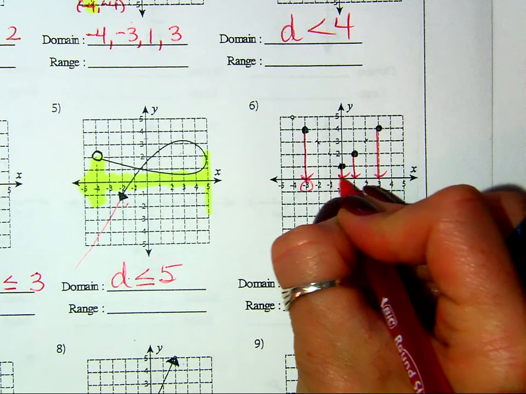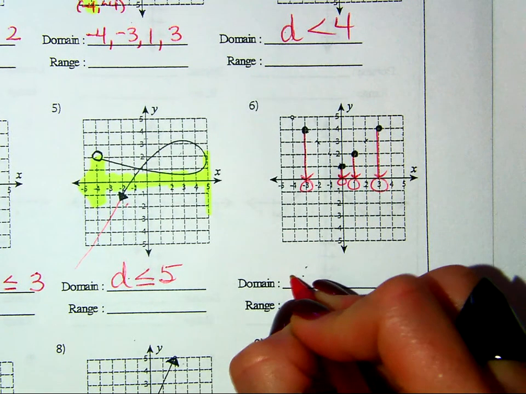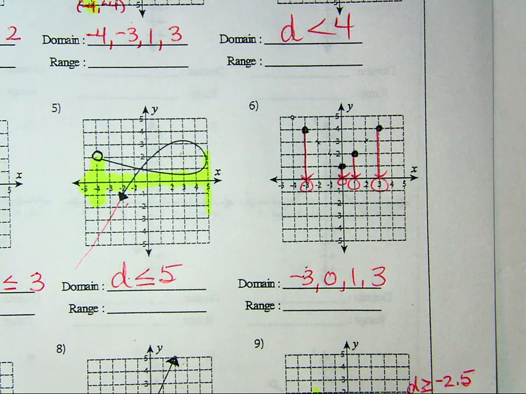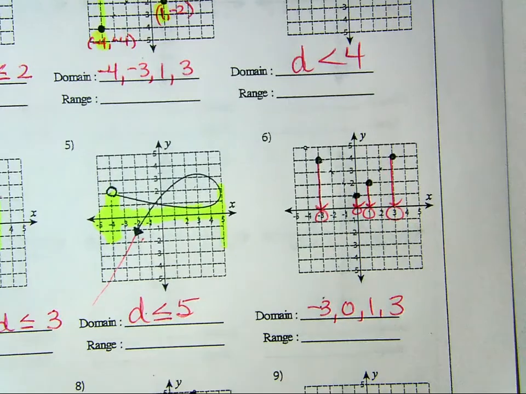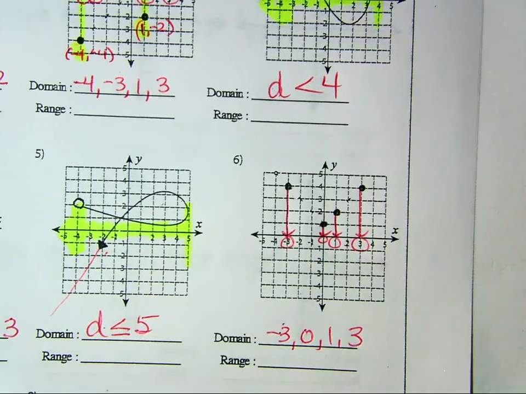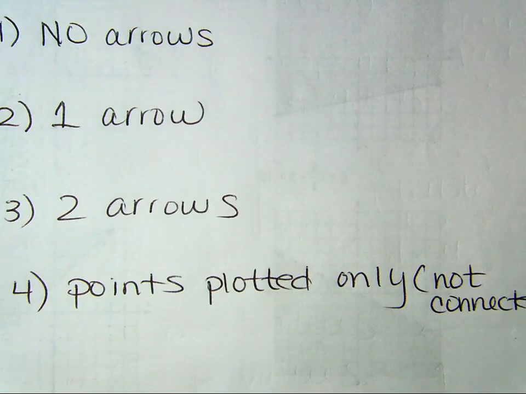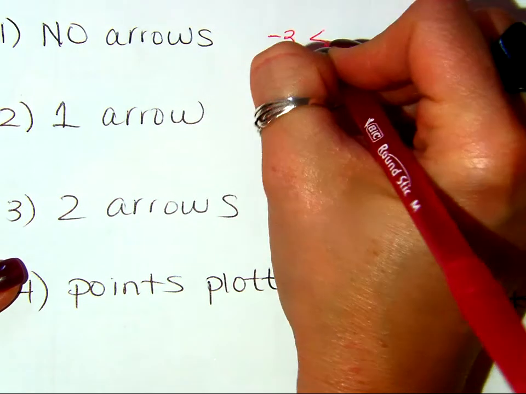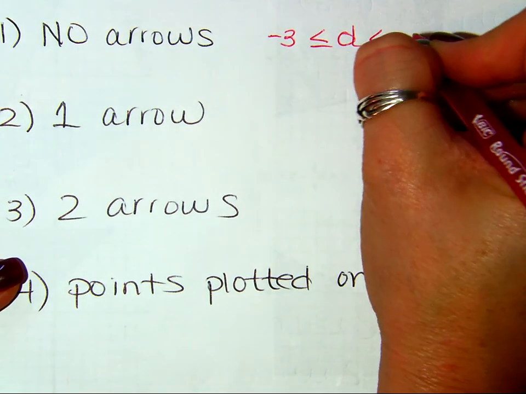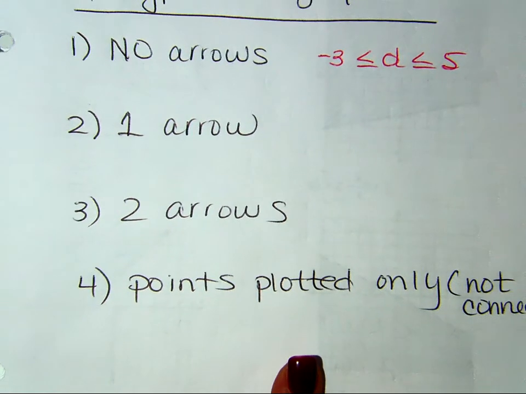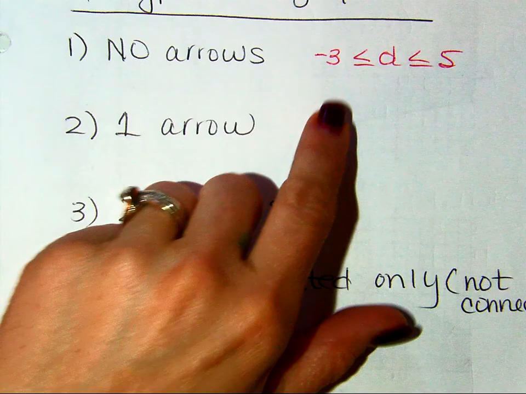You have -3, 0, 1, +3? Yep. Okay. Ready for a summary. So here's the summary. You have 4 different possible answers for your domain. If there are no arrows, it's going to have a definite left end and a definite right end. And that's when it's going to look like this. Okay? So I'm just kind of showing you what it's going to look like when there are no arrows. Because it can only go as far to the left as a certain point and as far to the right as a certain point, and it's done.